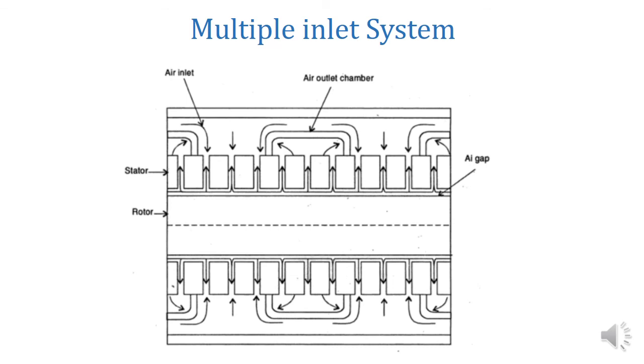If the core is very long, then the central parts will be hot as compared to the ends. So if you have to provide an equal amount of cooling air for the central parts, then we have to provide multiple inlets for the cooling air. So such a system is used for machines with long cores. Thank you.